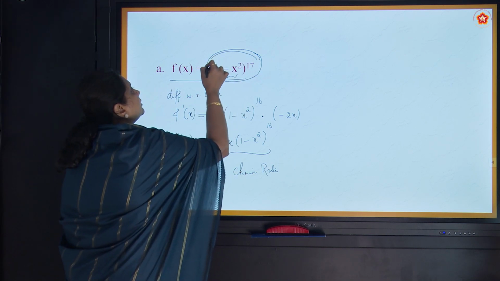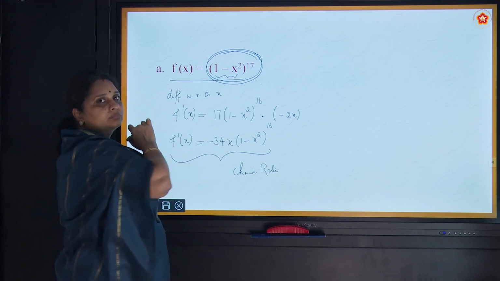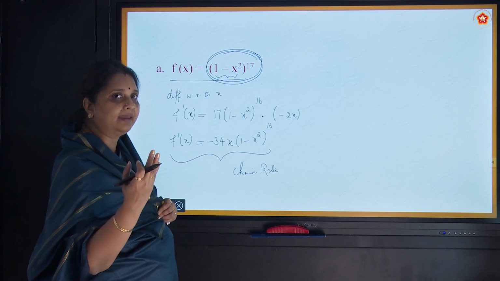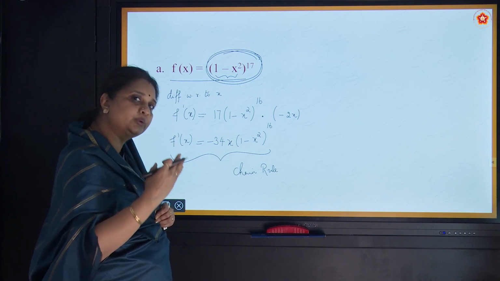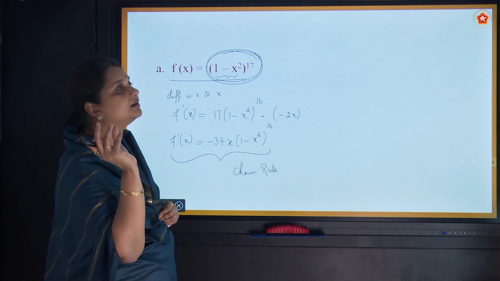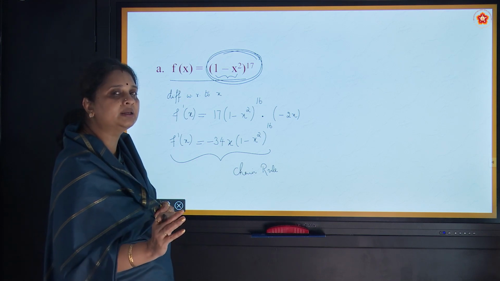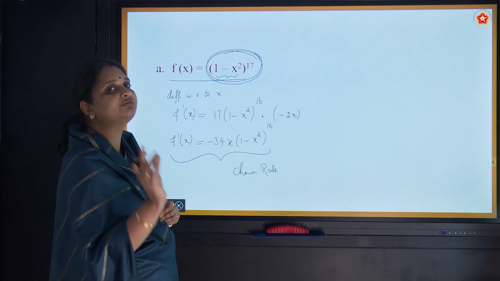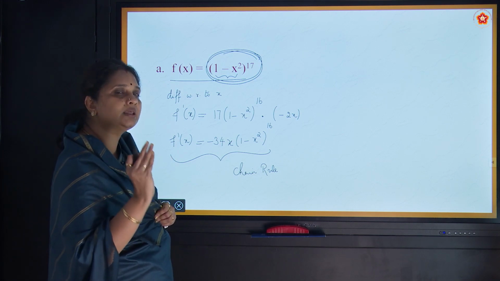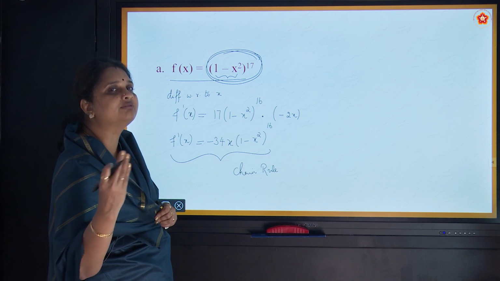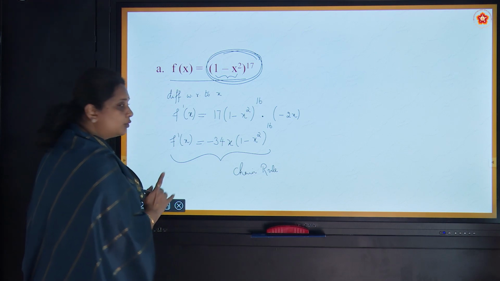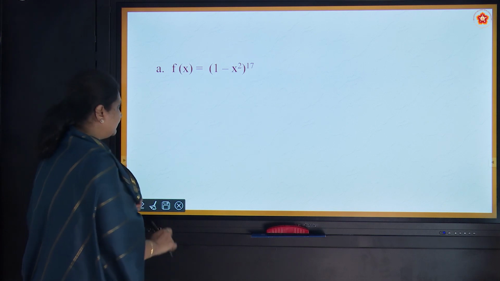Now what is the outermost function here? It is of the form something to the power n. So first you will use the power rule, and then you have the inner function as an algebraic function, a polynomial. Then you will use the rules of differentiating a polynomial and differentiate the base and put everything as a product of one another. So this is called the chain rule. We'll do more sums. It will be more clear.